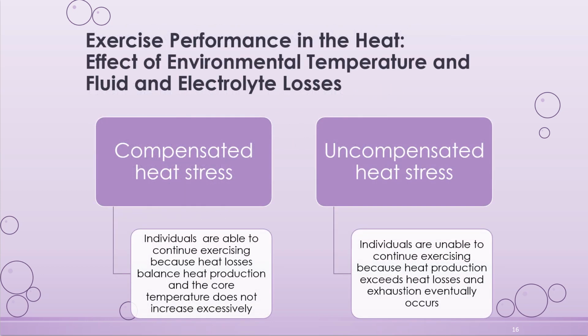Compensated heat stress and uncompensated heat stress are terms used to describe the body's response to heat exposure and its ability to regulate core body temperature. Compensated heat stress occurs when the body is exposed to heat, and it responds effectively by activating various cooling mechanisms to maintain a relatively stable core body temperature. When the body is in a state of compensated heat stress, it can dissipate heat efficiently through mechanisms like sweating, increased blood flow to the skin, and heat radiation.